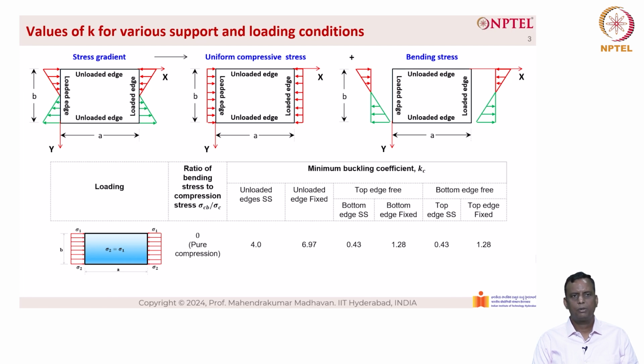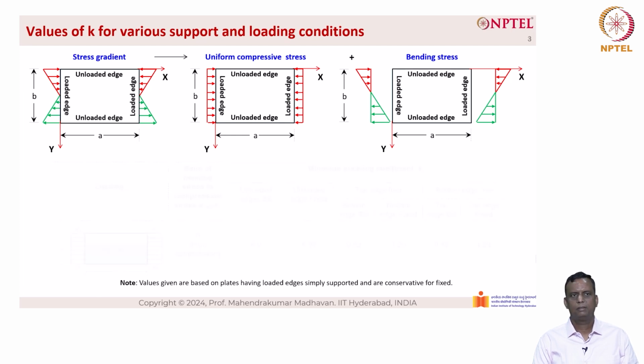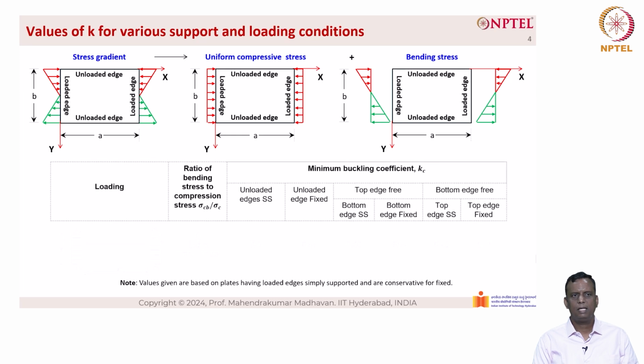This is for a loading case when it is subjected to uniform compression and the loaded edges are simply supported, and depending upon the unloaded edges, we have different buckling coefficients, which is also given in the note below, which says the values given are based on plates having loaded edges simply supported, and certainly it is conservative for assuming a fixed condition. Now let's look at the next case where it is subjected to pure bending.